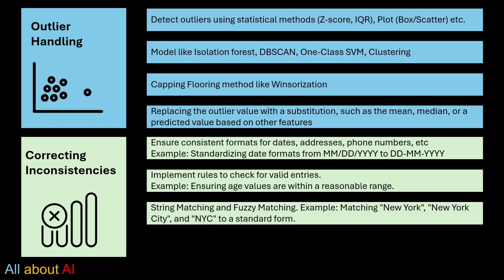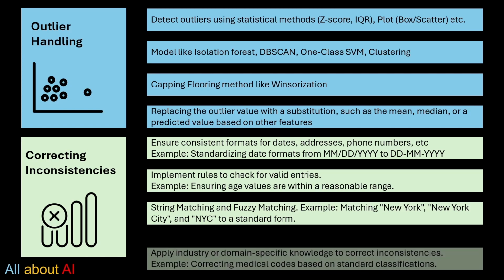String matching and fuzzy matching. In many cases, the data would sound similar, or people will be entering the data in a similar way. Say, in the case of names, New York could have New York City. There could be abbreviations like NYC. So we need a mechanism to bring them all together into a standardized form.